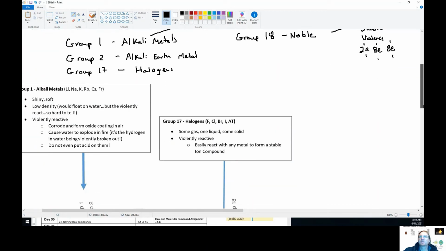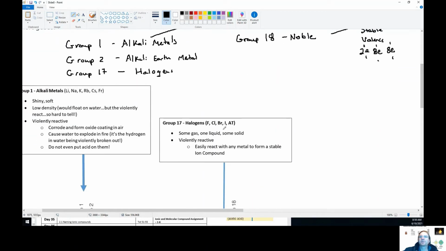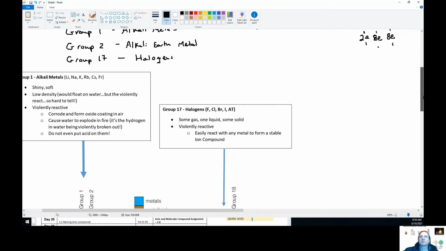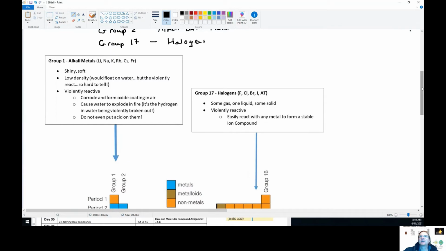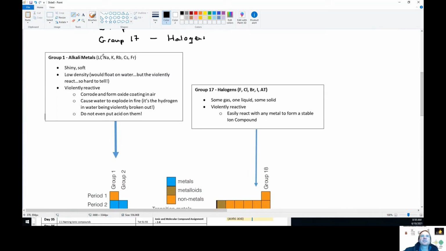I'm going to talk you through it, but you've got those four things written down, and you're going to want to get the properties of the alkali metals. They're shiny, they're soft. It's lithium, sodium, potassium, rubidium, cesium, francium. Shiny and soft. They have low density. They'd float on water, but they're so violently reactive it's hard to tell.